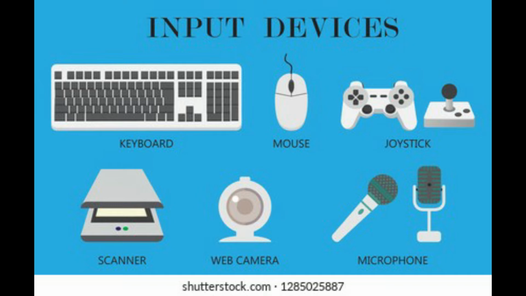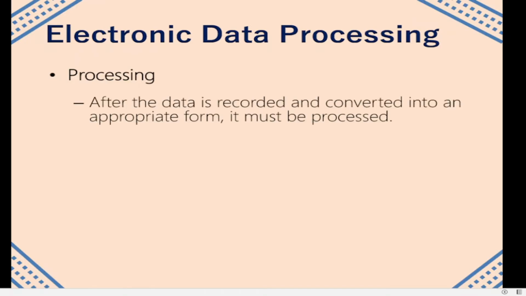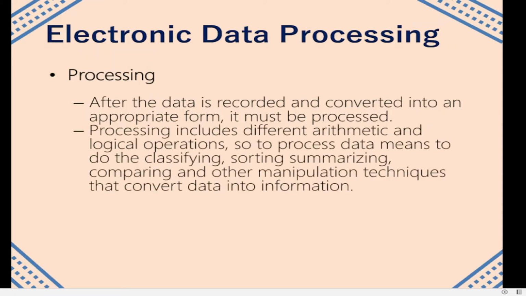The scanner is used in offices when they need to get a soft copy of, for example, an ID. To get clear data, they use a scanner device. And of course, our input devices keep getting better, with many innovations and updates. There are mechanical ones already, and so on. EDP involves the processing after the data is recorded and converted into an appropriate form. It must be processed. Processing includes different arithmetic and logical operations.